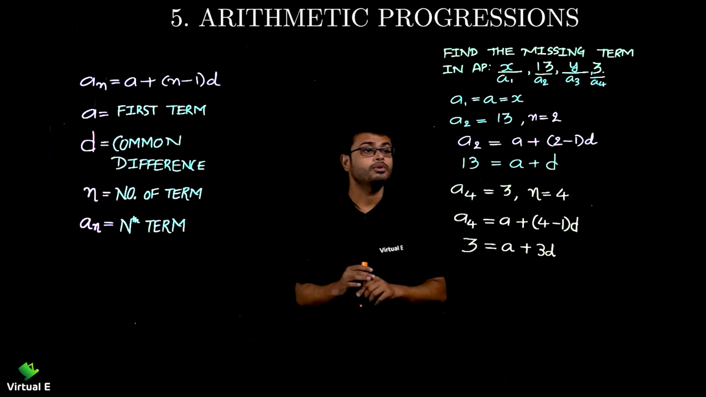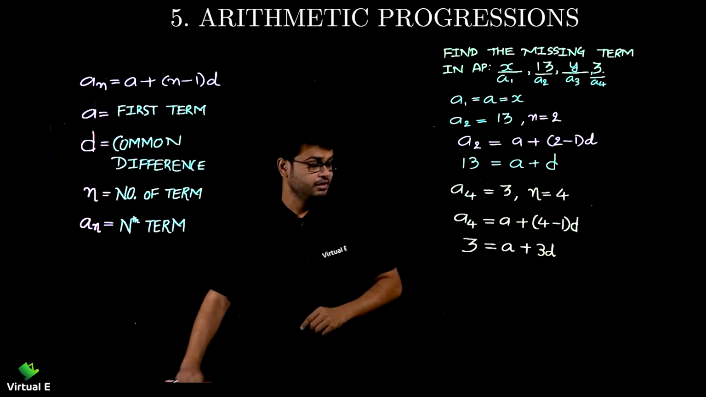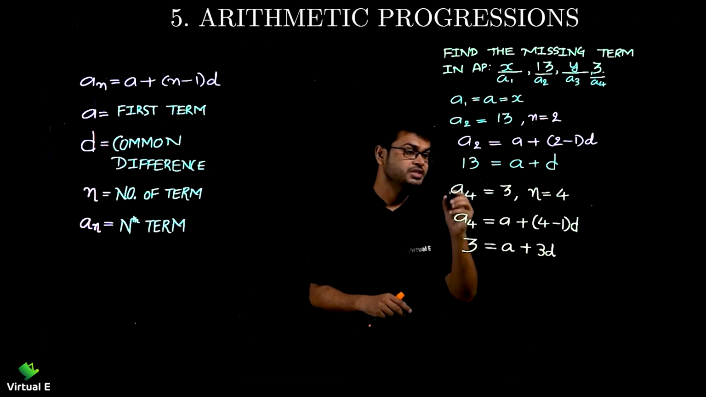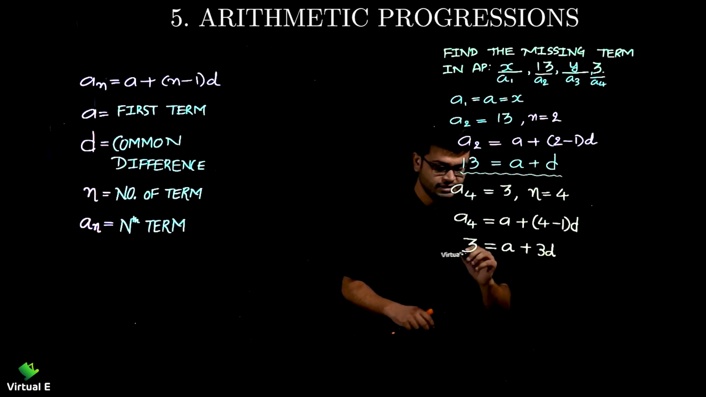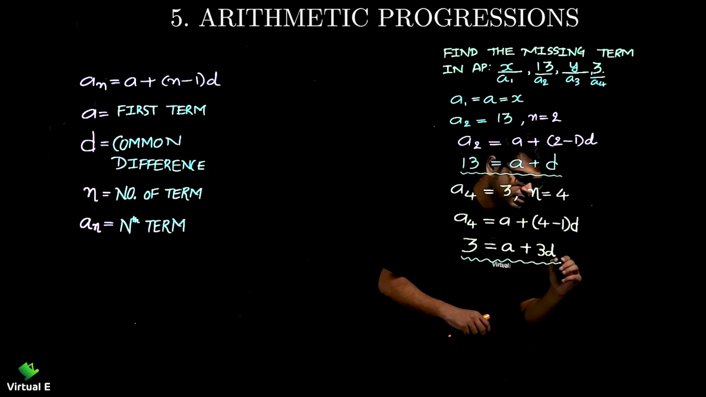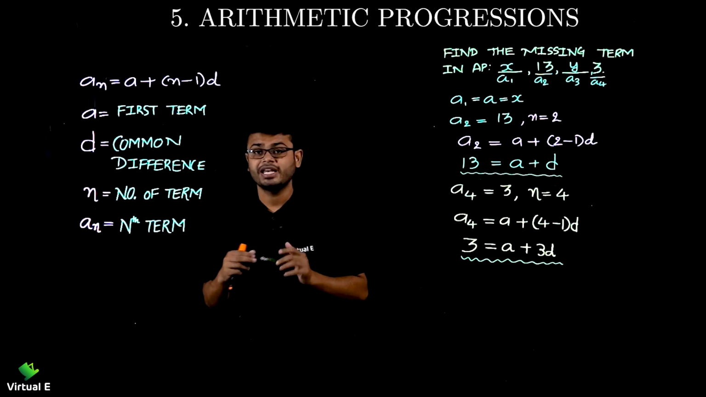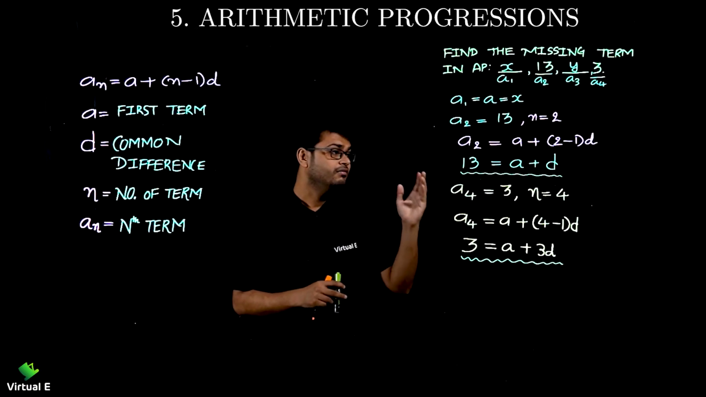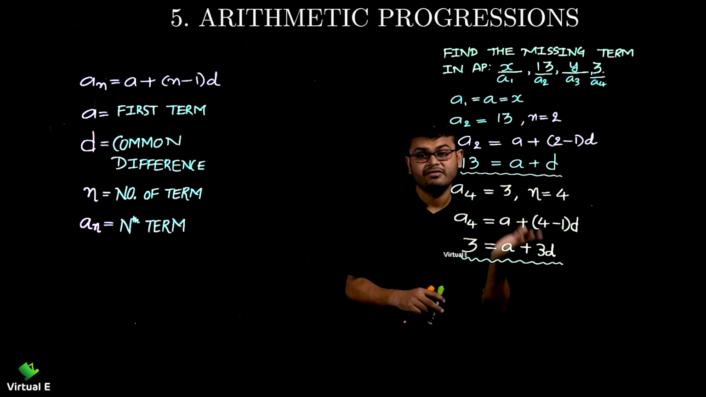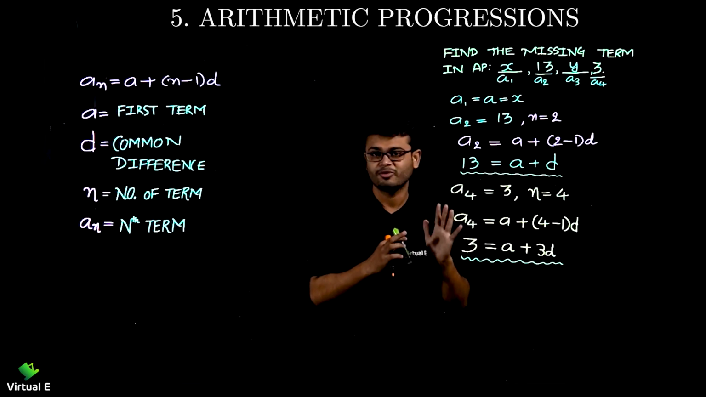So my two equations are 13 is equal to a plus d and 3 is equal to a plus 3d. This is my first equation and this is my second equation. Now I need to solve them. You can use any method from the chapter of pair of linear equations, and we'll get the value of one variable and substitute. Let's see which method is more suitable. Elimination, I am going to use it.